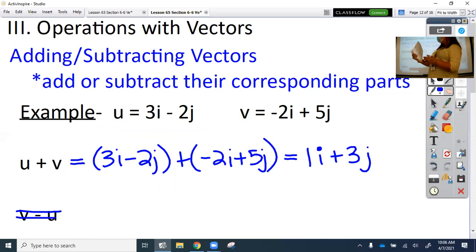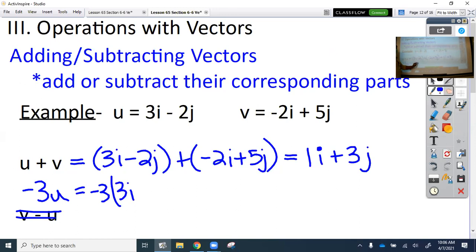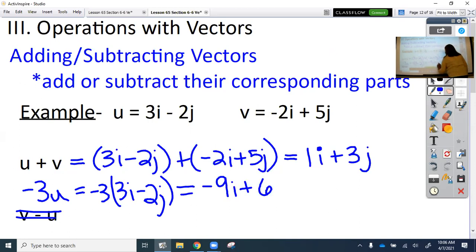All right, so then we have scalar you're looking at. So scalar multiplication, you just multiply. So here's an example. If I want to do -3u, I'm just going to do -3 times 3i minus 2j. I'm going to get -9i plus, because I'm careful with my signs, 6j.